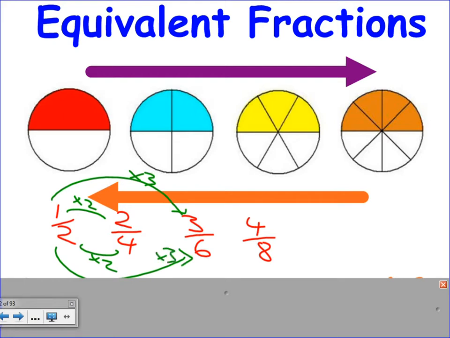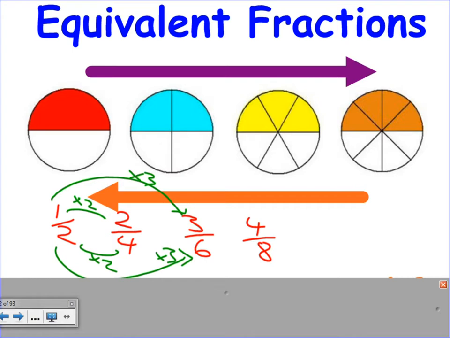Times 3. So again, if you do the same to the top as you do to the bottom, the fraction doesn't change. It's exactly the same fraction, just with a bigger numerator and denominator. But that equivalence is the secret to fractions. It's a secret for comparing fractions, it's a secret for adding fractions, and it's a secret to subtracting fractions. It's also the secret for finding gaps between fractions, which we'll come on to as well.